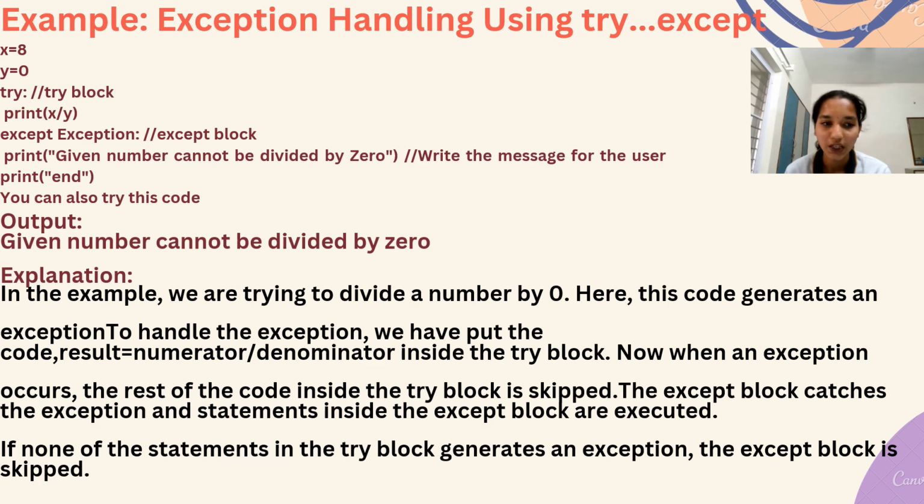Here, this code generates an exception. To handle the exception, we have to put the code result = numerator / denominator inside the try block. Now, when the exception occurs, the rest of the code inside the try block is skipped. The except block catches the exception and the statements inside the except block are executed. If none of the statements in the try block generates an exception, the except block is skipped.